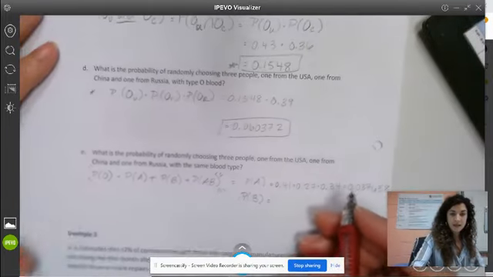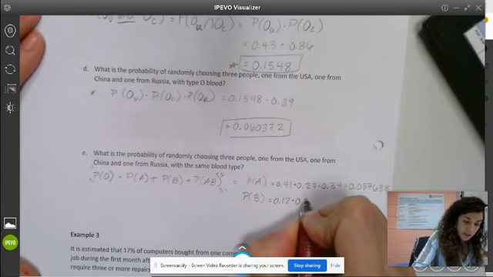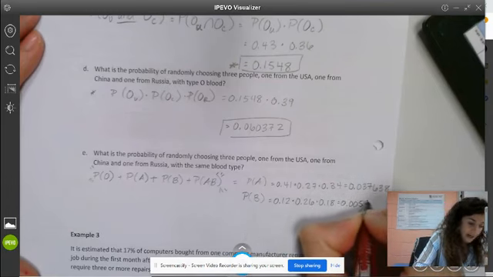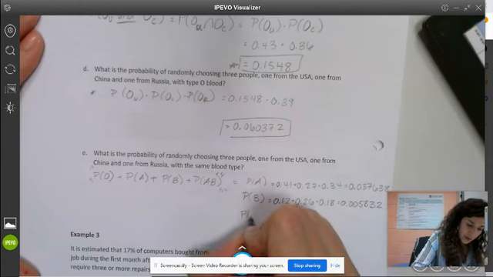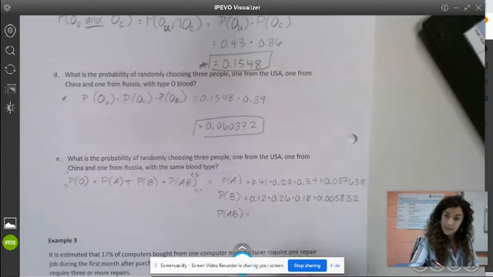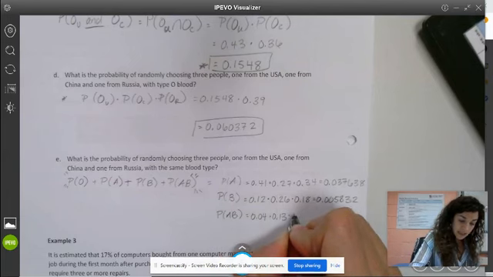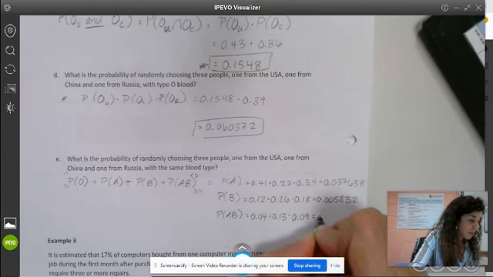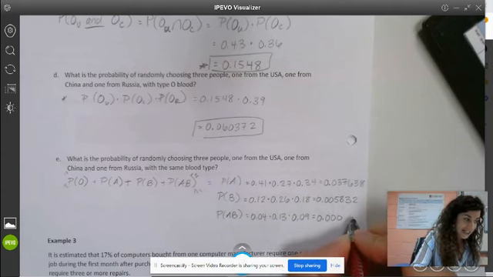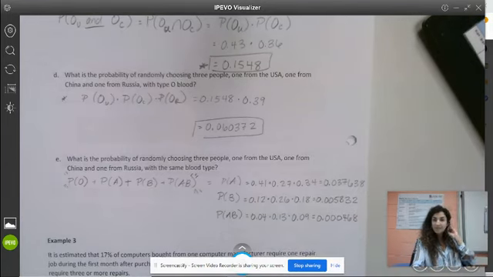So the probability of B is 0.12 times 0.26 times 0.18, which is 0.005832. The probability of AB is all of the AB probabilities multiplied out. 0.04 times 0.13 times 0.09. Very small probabilities, results in less than 1%. Less than 0.5%. It's a very small probability.